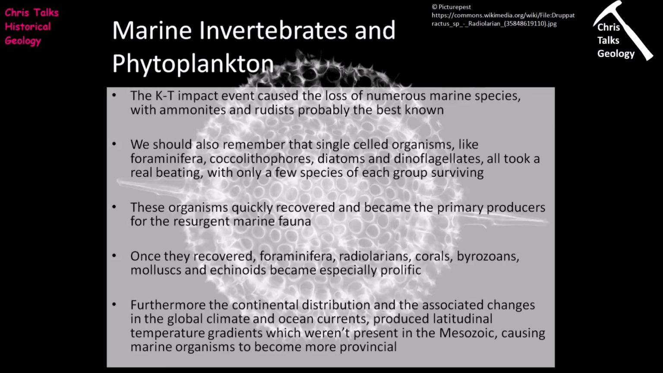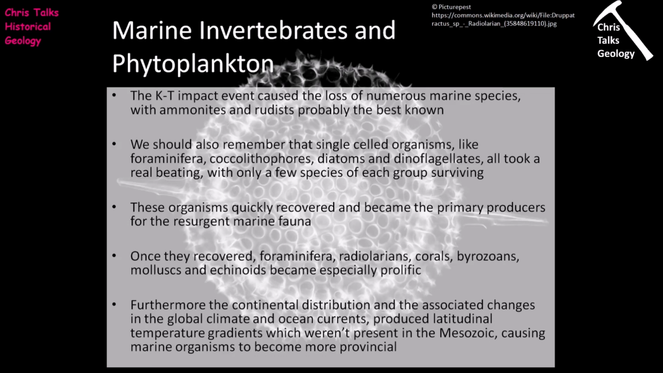However, a few species from each of these groups did manage to make it through into the Cenozoic. Now, these species that managed to make it into the Cenozoic quickly recovered, they diversified, and they became the primary producers for the resurgent marine fauna. So their success essentially provides the primary food source to allow the marine environment to begin to recover.